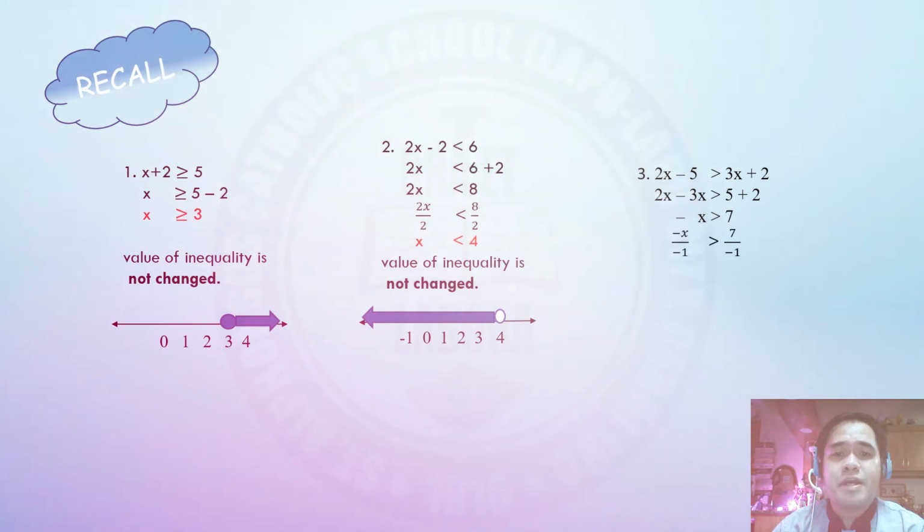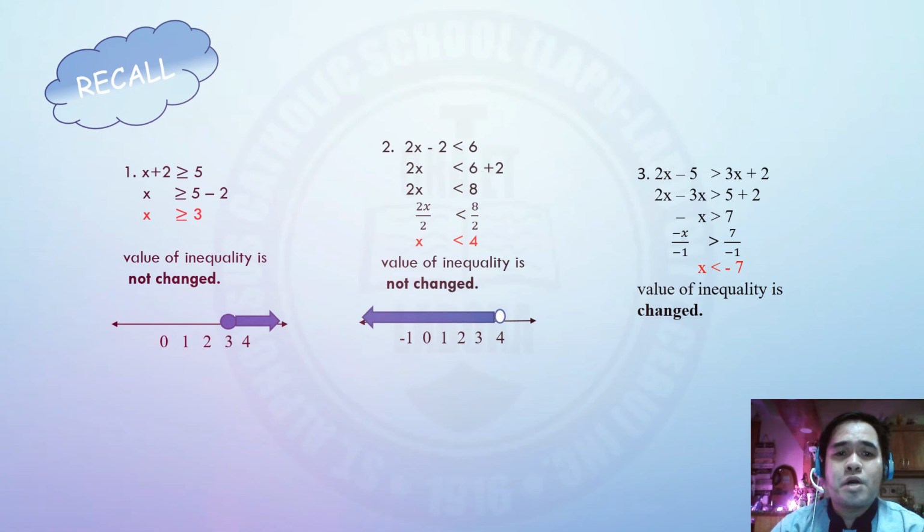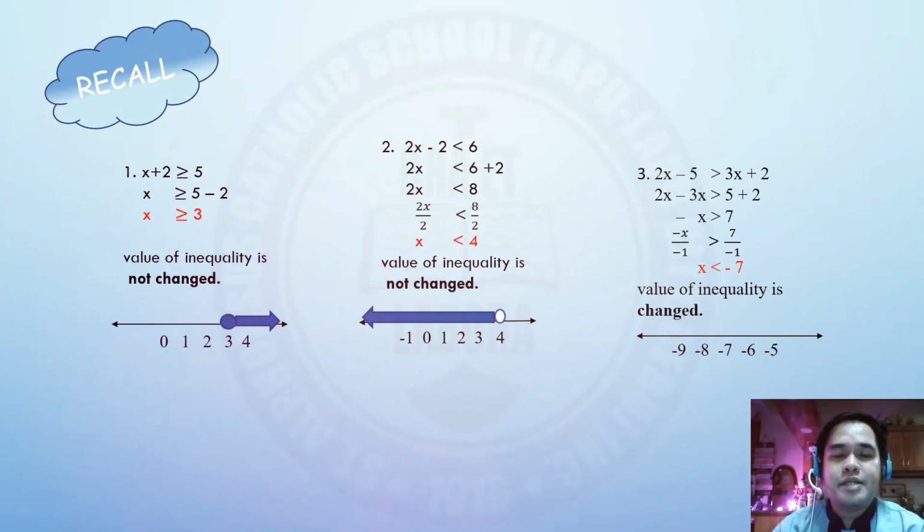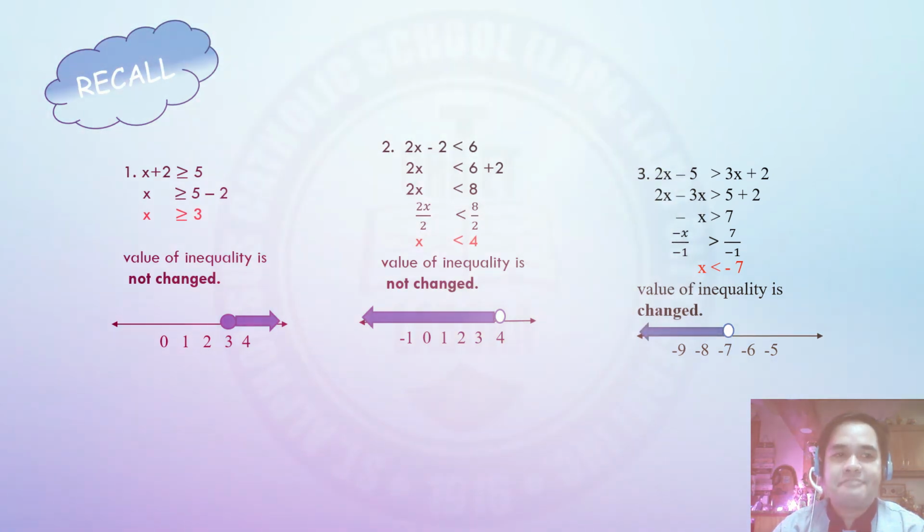And then we will divide both sides of the inequality by negative 1 in order for the variable to become positive, and the inequality becomes x is less than negative 7. The direction of the inequality here is changed. If we graph the solution set of the inequality on the number line, negative 7 here is not shaded because it's not part of the solution set, and the solution set is going to the left.